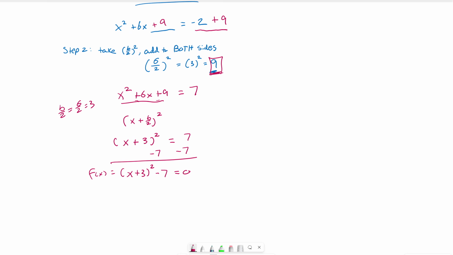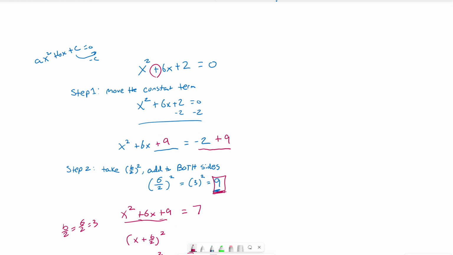And what's great is that this is also the vertex form. So x plus 3 squared, that's not a great 3, minus 7. And we can quickly find the vertex. It's negative 3, comma, negative 7. I take the opposite of that, positive 3. All right. So that was example 1 when we have a plus sign for both of them.